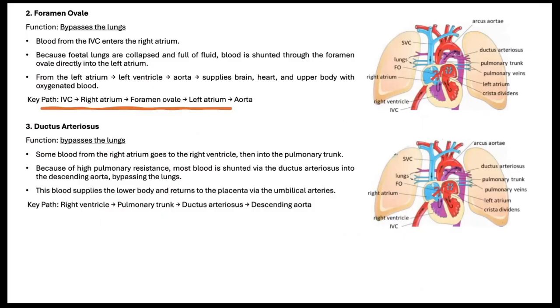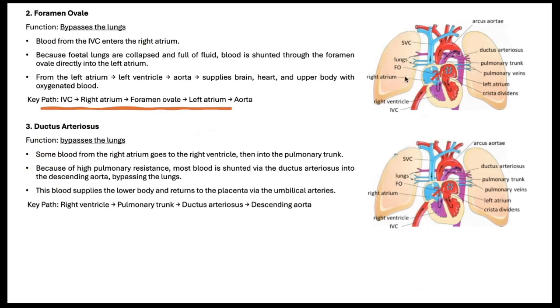Then we have the foramen ovale. It is present between the left and the right atria. And its function is to bypass the circulation in the lungs. So the blood from the inferior vena cava enters into the right atrium. And from the right atrium, it directly ends up going into the left atrium, and this allows it to not enter into the right ventricle so that it does not get pushed into the pulmonary trunk, because if it gets pushed there, then it's going to go into the lungs.